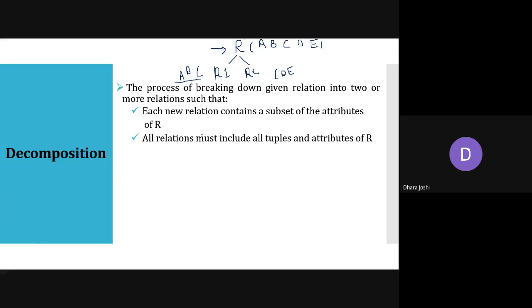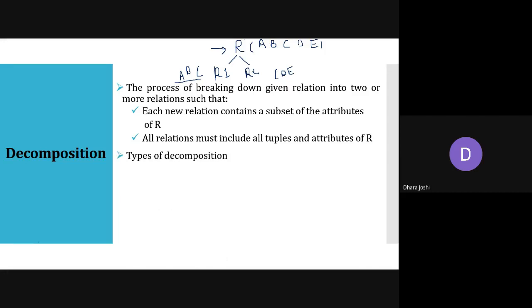All relations must include all tuples and attributes of R. So when this R is decomposed and broken down, it will include all the tuples and attributes. It can be possible that some of the tuples are in R1 and some in R2, or the same for attributes, but at least everything should be included in the newly created relations.